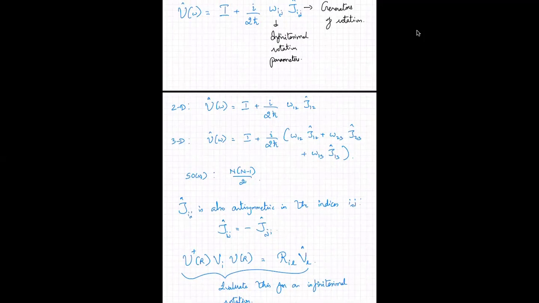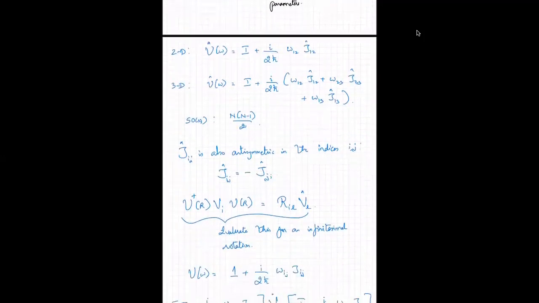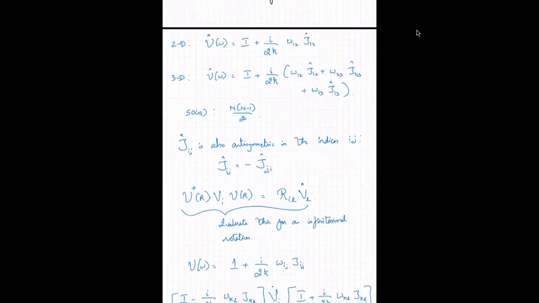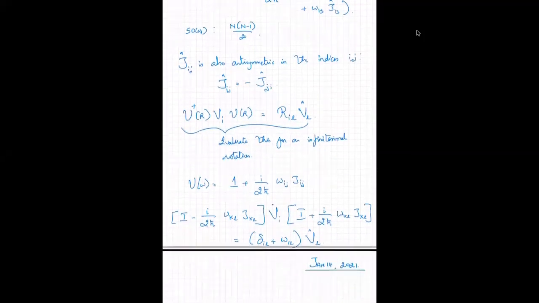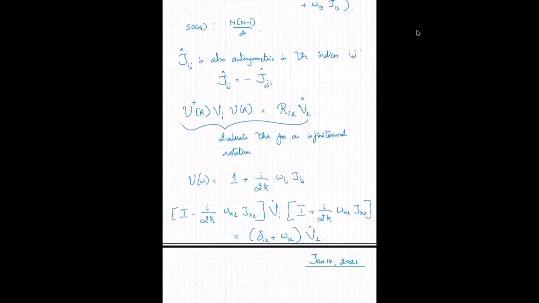We will take recourse to a much simpler notation in a short while. Similarly, J_23 is a rotation in the 2-3 plane, or equivalently a rotation around the 1-axis. And J_13, as you can easily guess, is a rotation in the 1-3 plane, or equivalently a rotation around the 2-axis. And J_ij is completely antisymmetric in the indices i and j, because the omegas are antisymmetric in the indices i and j.